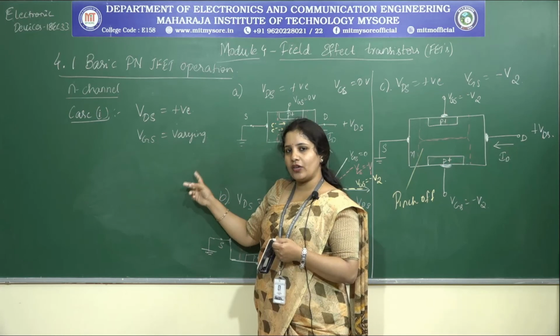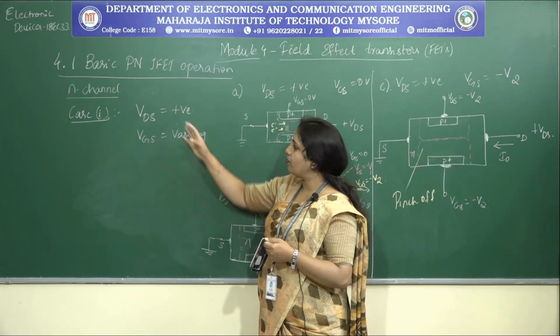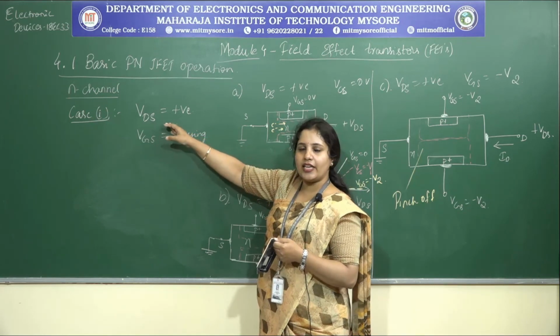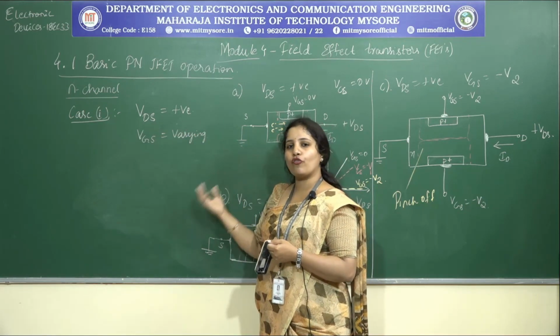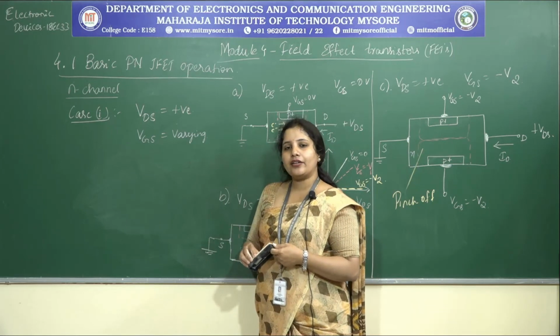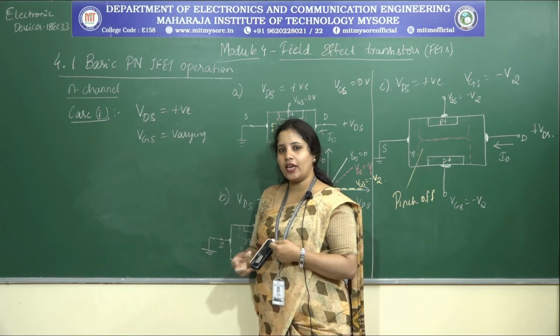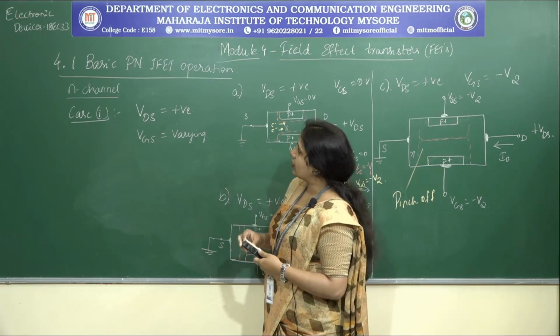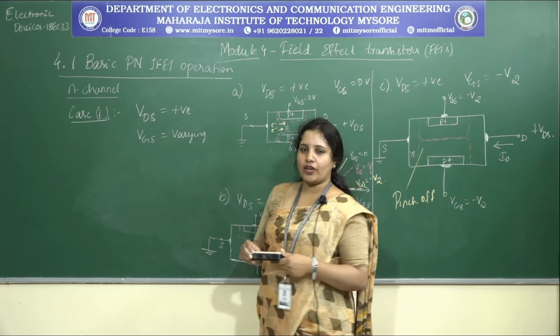Now in the next session, we will keep VGS at 0 potential and try to vary VDS. We will give more and more positive voltage across VDS and see how the characteristics vary in that scenario. Done. And this is all about the basic P channel JFET operation.